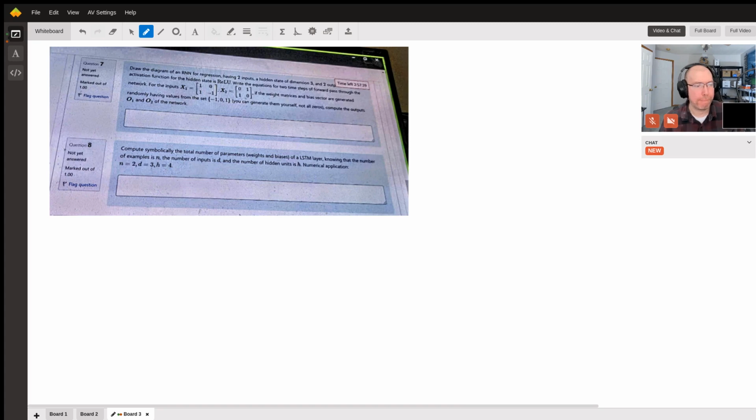Okay, so I don't have anything for LSTM or whatever that's called. LSTM stands for long short-term memory. That one I think is more straightforward. The RNN equations I'm a little bit less clear on.